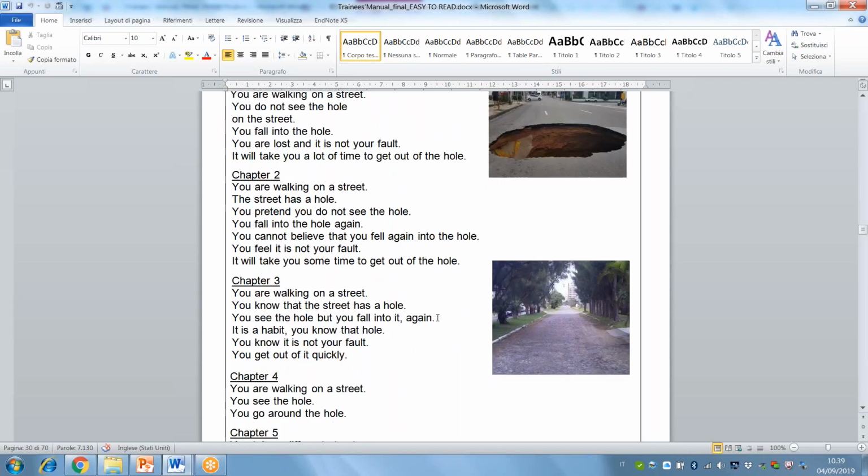Then you are walking on a street. The street has a hole. You pretend you do not see the hole. You fall into the hole again. You cannot believe that you fell again into the hole. You feel it is not your fault. It will take you some time to get out of the hole.